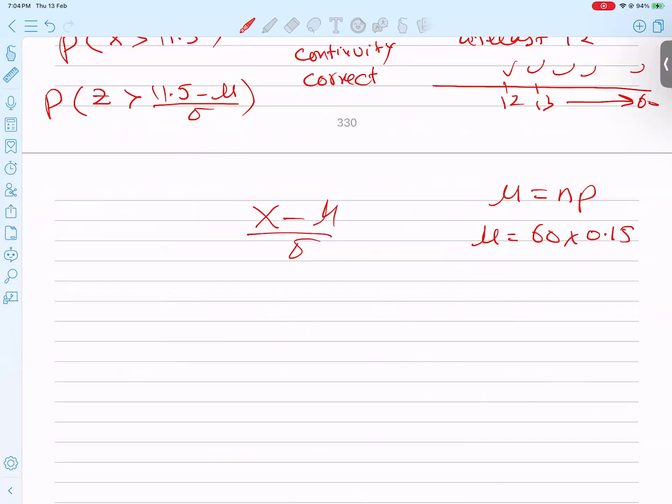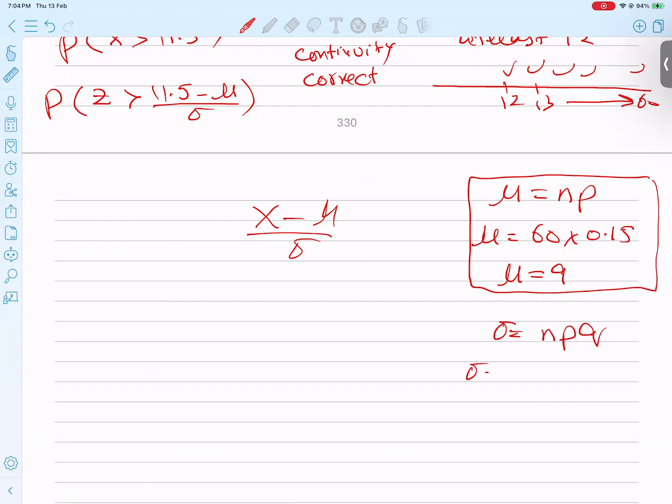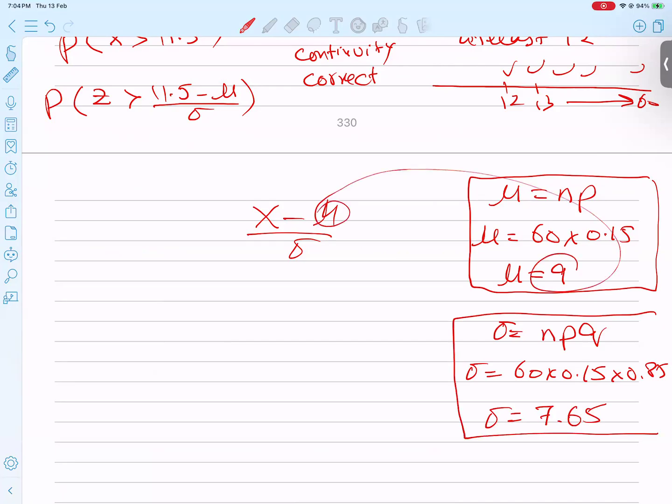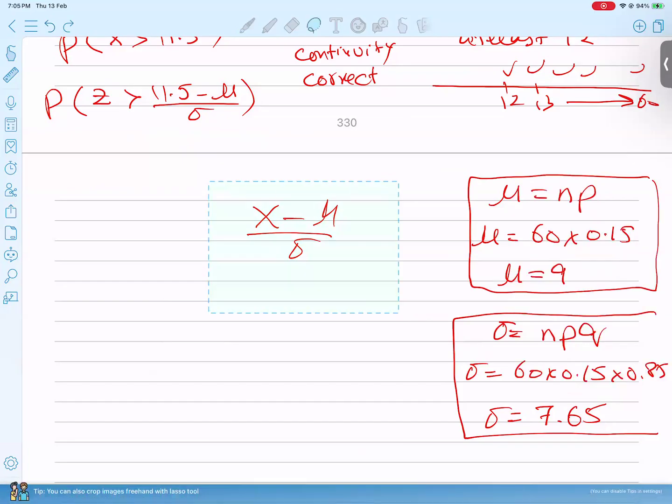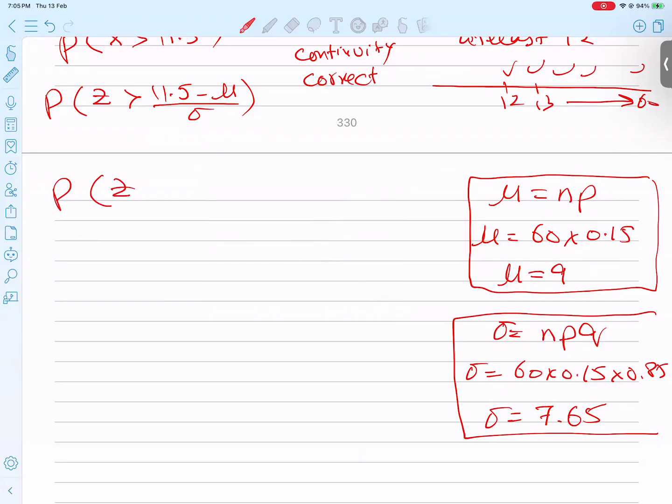If I check it in the calculator, 60 times 0.15 gives us 9. So the mean value is 9. Okay, students, this is done. Now we have to go for the deviation value and the formula is npq. And you know it very well: 60, p is 0.15, and q is 0.85. When I find the deviation, it turns out to be 7.65. Now I can plug in 9 and the deviation value here to convert that question into a normal format. So 11.5 minus mean, which is 9, over deviation 7.65.